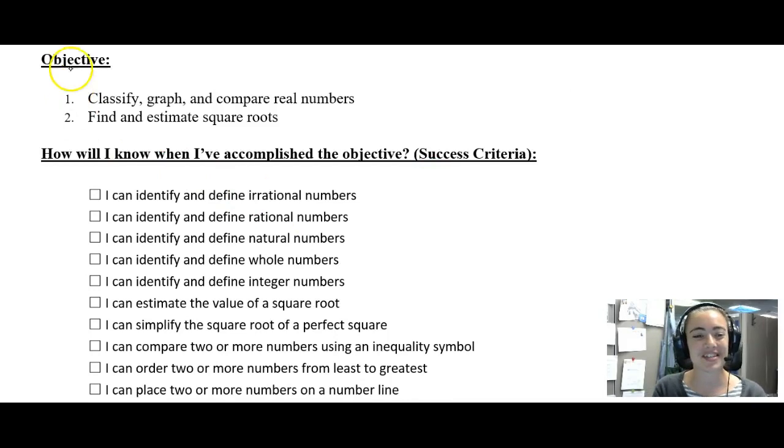So, here's the objective. This comes from your Connexus lesson. Remember that this video that you're watching right now replaces that first part of your Connexus lesson. This is your instruction. You do not also have to do the Connexus instruction. So your objectives today are to classify, graph, and compare real numbers, and to find and estimate square roots.